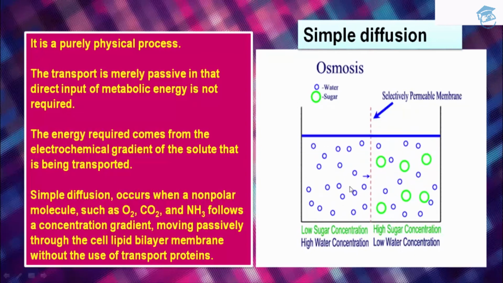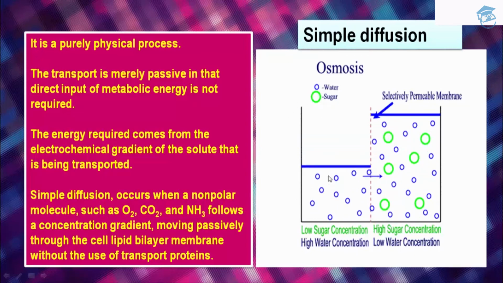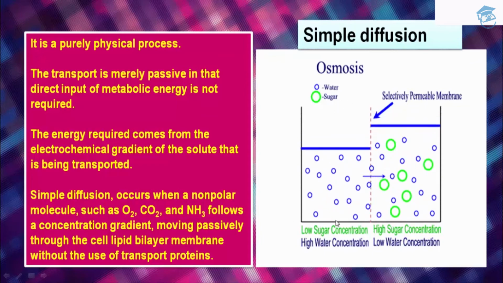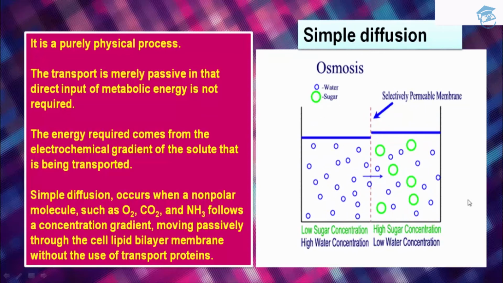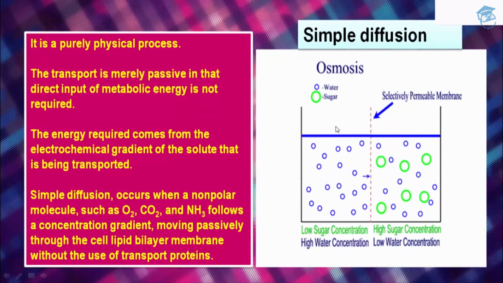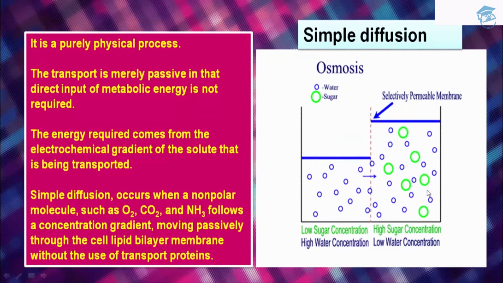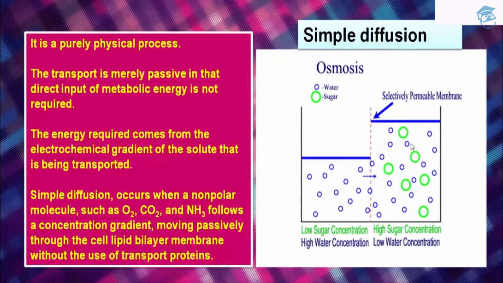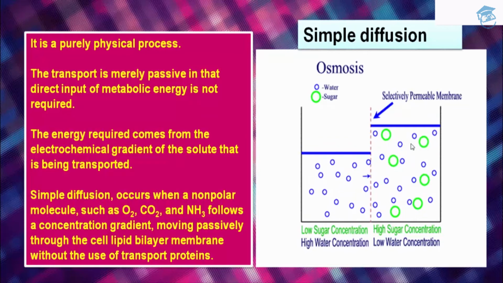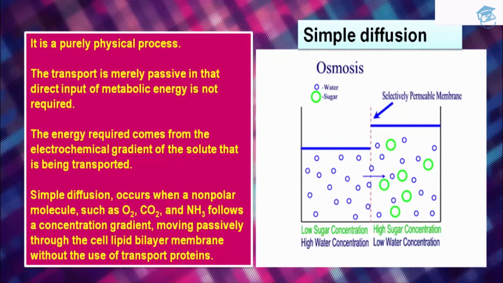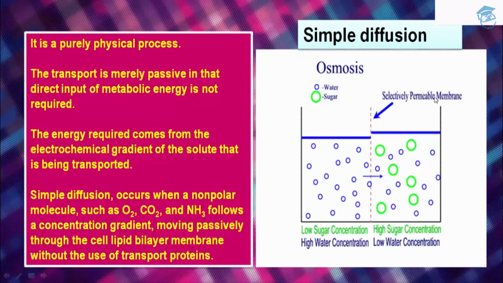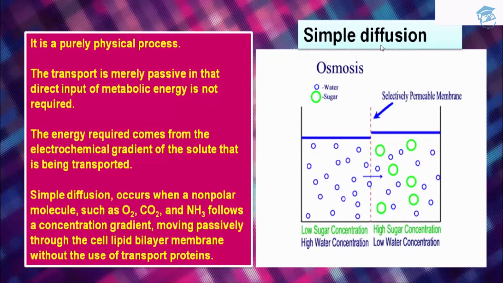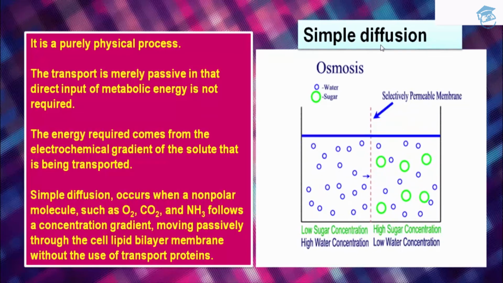These blue colored dots are your water, and these green ones are your sugar, and this is selectively permeable. This part is high water concentration, and this is low water concentration, and this is low sugar concentration, and this is high sugar concentration solution. So how does it take place? As I told you, osmosis is a flow of water down its concentration gradient across a selectively permeable membrane. Osmosis is an example of diffusion, which is when molecules tend to distribute themselves evenly in the space.